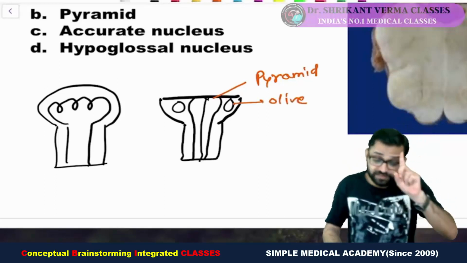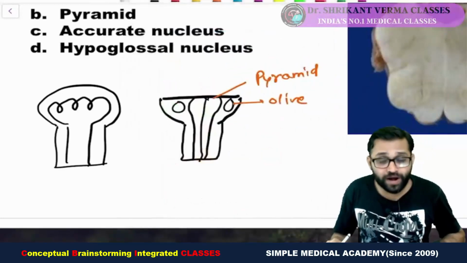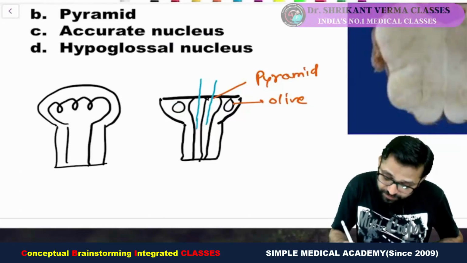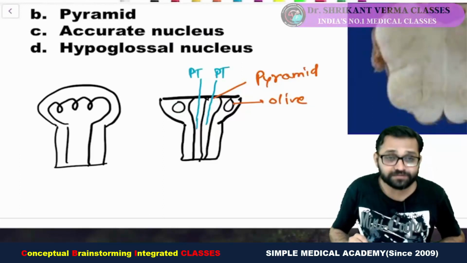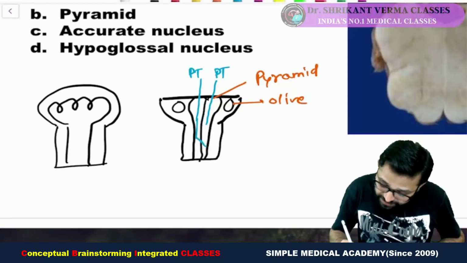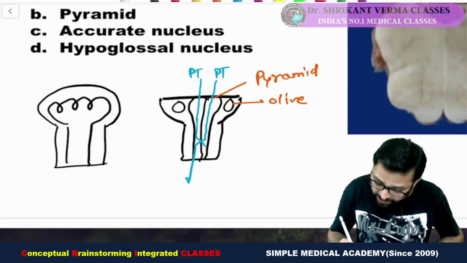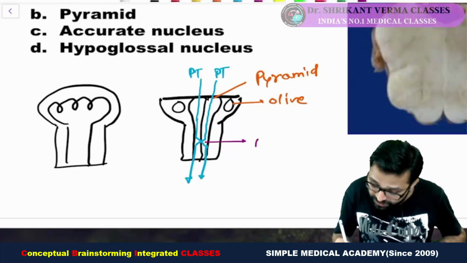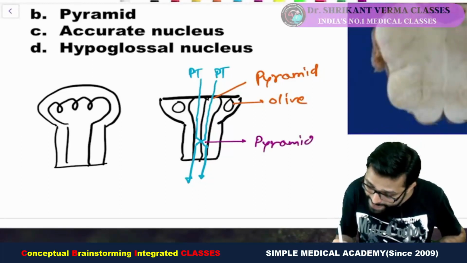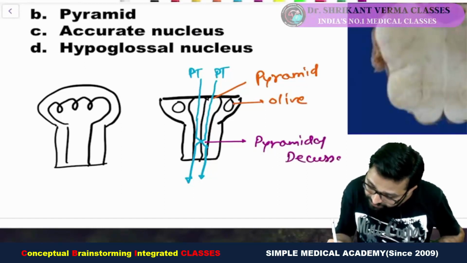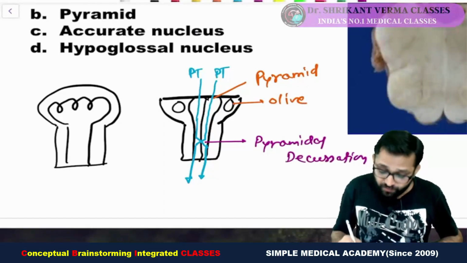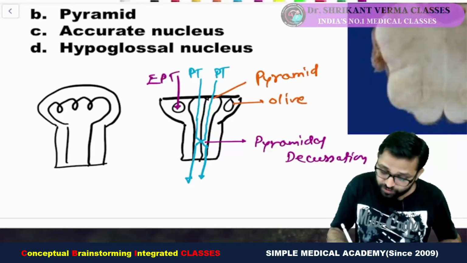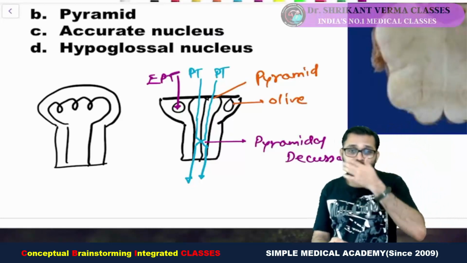Got the point? The tract, I told you about the tract. You can go to our YouTube channel where I told you that the bundle of axons coming through the pyramid is known as the pyramidal tract. Yes, this tract comes and crosses to the opposite side, and then reaches the opposite side of the spinal cord. So this crossing is known as pyramidal decussation. Got the point? While the tracts which are passing outside the pyramid will be known as the extrapyramidal tract. So all these things we discussed on our platform.